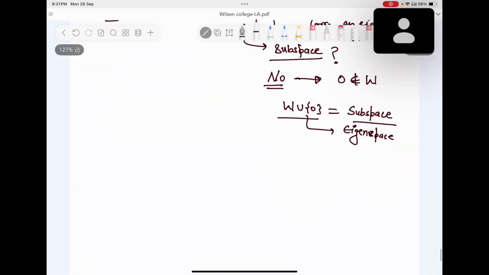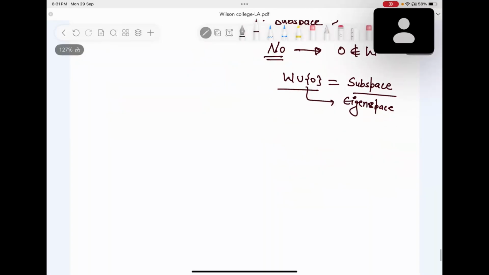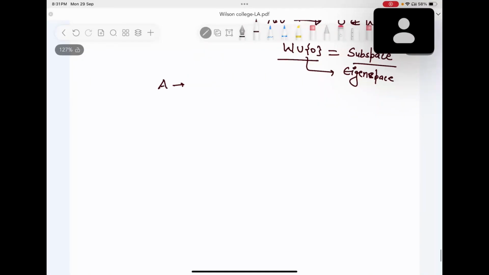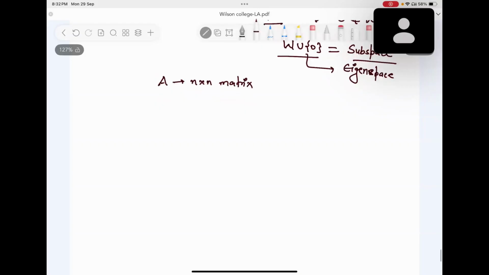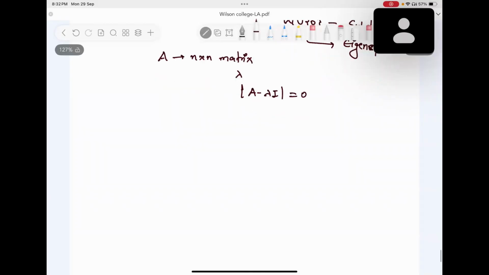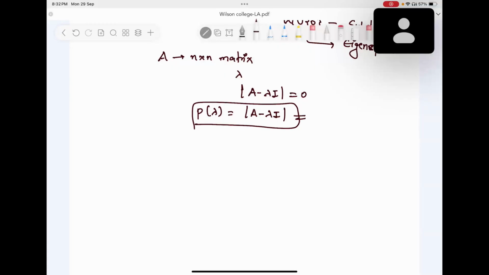Now the question I want to ask is, suppose you have an n cross n matrix. How will you find the eigenvalue for A? You know that if lambda is an eigenvalue for A, then the determinant of A minus lambda I is 0. You just calculate this polynomial P(lambda) equals the determinant of A minus lambda I. Now find the roots of this polynomial, and those will be your eigenvalues.